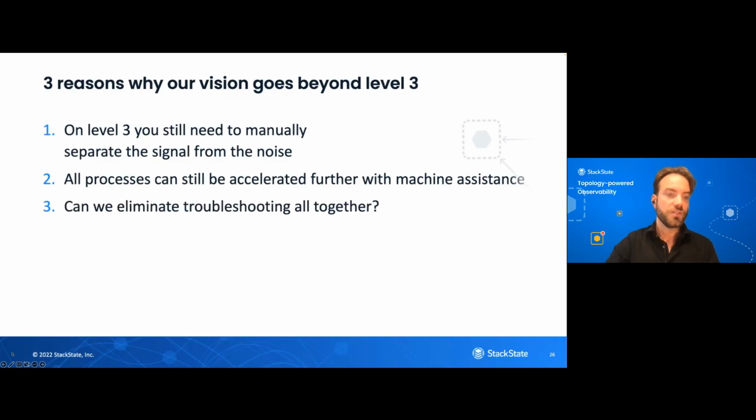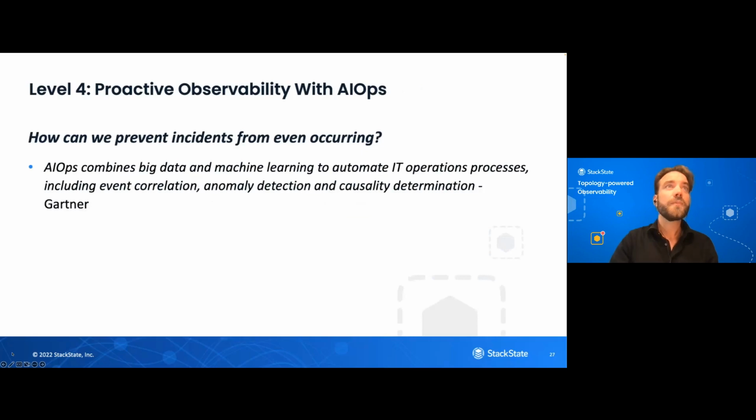And the question is, can we eliminate troubleshooting altogether? So you're talking about that curve, and also you guys have put in the poll, we want to be proactive. Can we do that? Simply by having the topology and the changes added on top of the metrics, the logs, and the traces, we're still not there. So level 4 is about proactive observability with AIOps.